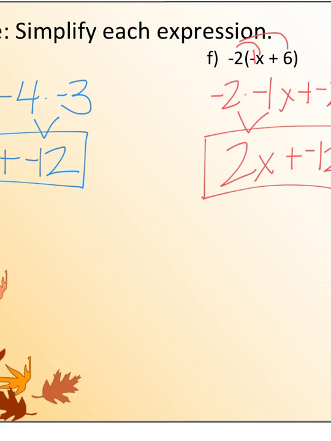All right, go ahead and take a look at these 2. On example E, you should have ended up with 4x plus a -12. And on example F, you should have ended up with 2x plus a -12. Let's go ahead and take a look at those. If you have questions, help each other out on these.